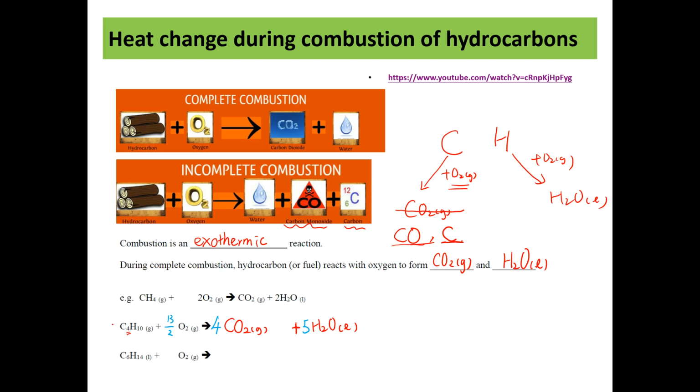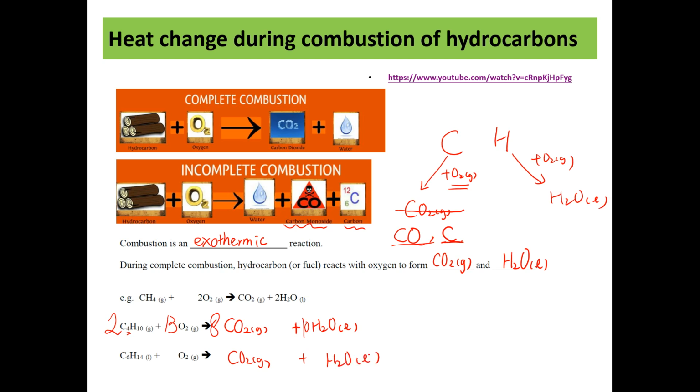Firstly, this one, 1 butane, so you have to write down 2 because it times 2. And the next one is 13 over 2, so now it is 13. So for CO2, it will become 8. And 5 H2O will become 10. So that's the idea. The next equation, again, it will form CO2 and H2O.